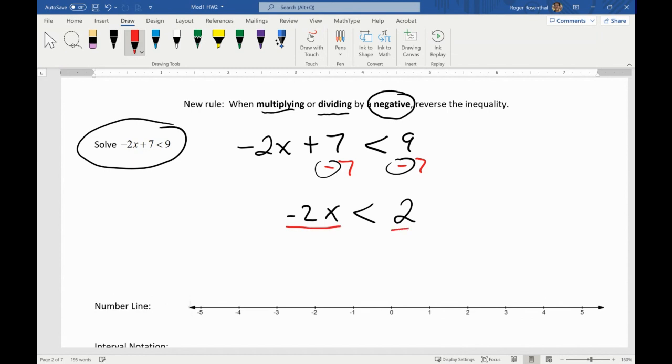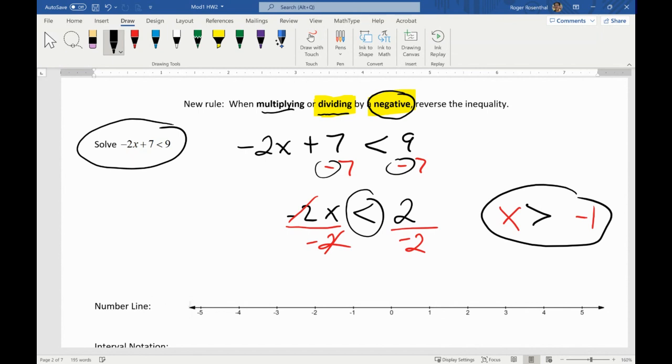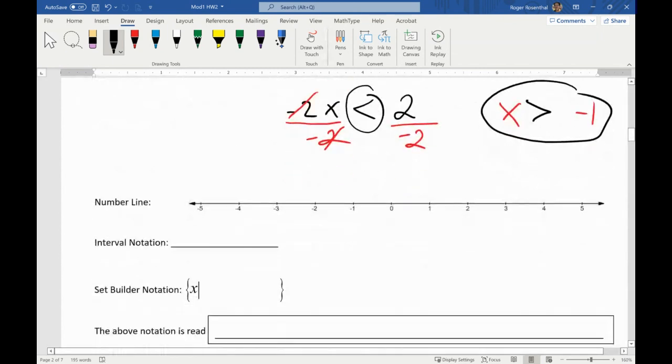Now I'm going to divide both sides by negative 2. That gives me x on the left. That gives me negative 1 on the right. And since I divided by a negative, I take my inequality symbol and I switch it around. So the answer to that is all numbers for x larger than negative 1. So there is negative 1. So the answer is everything beyond negative 1.